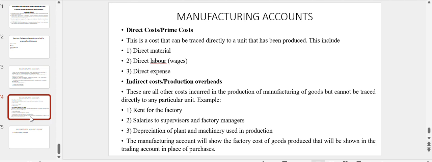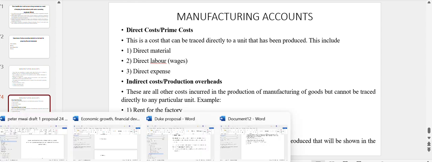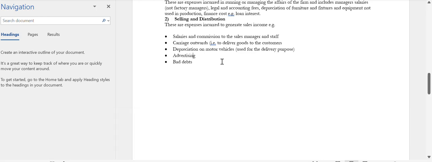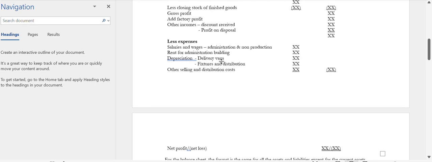So the manufacturing account that we are going to prepare generally will help us to determine the cost of completed goods. Are you together? Now, having said that, I want us to just check briefly the format of this. This is the format.